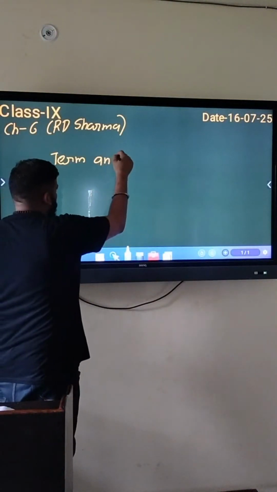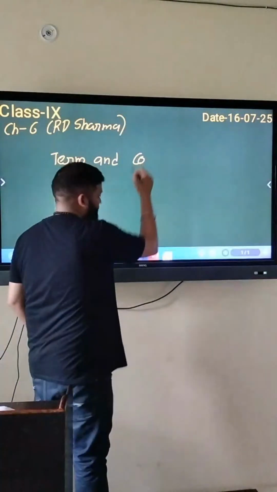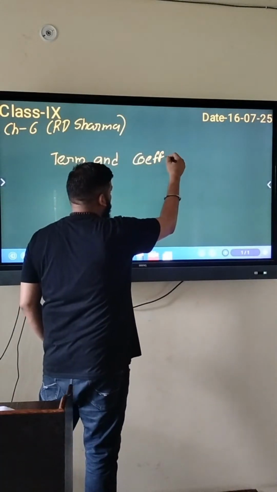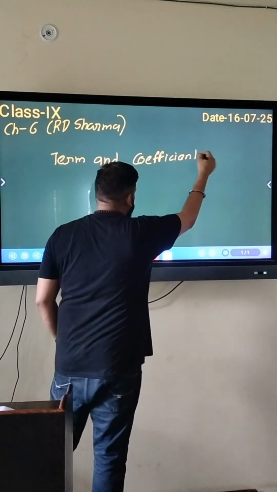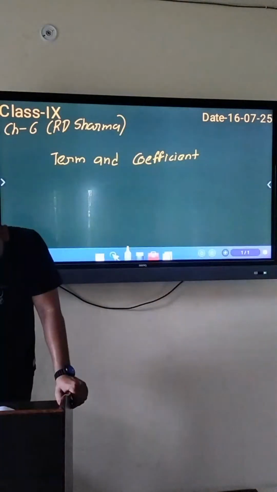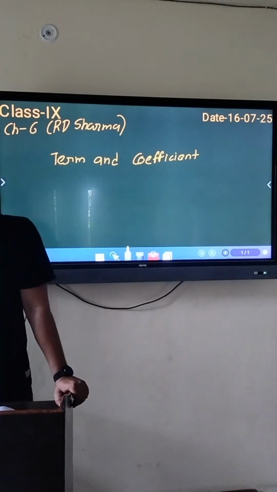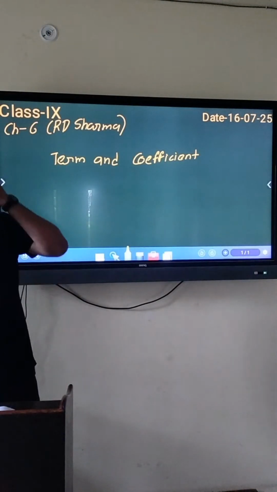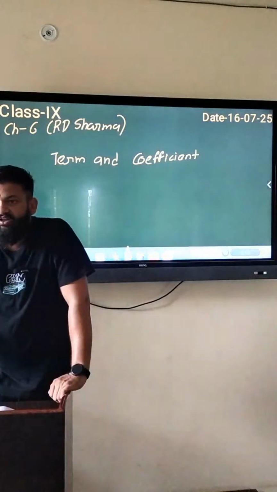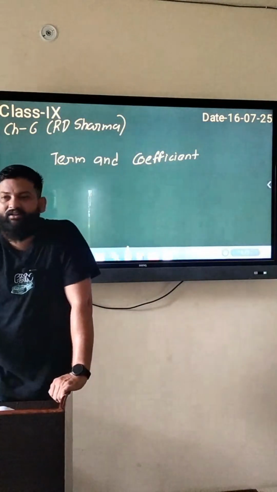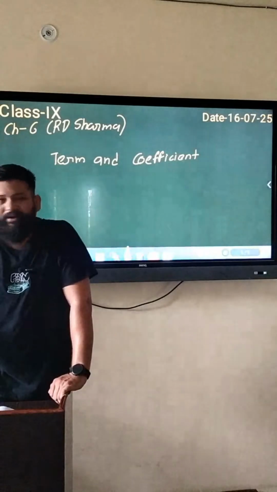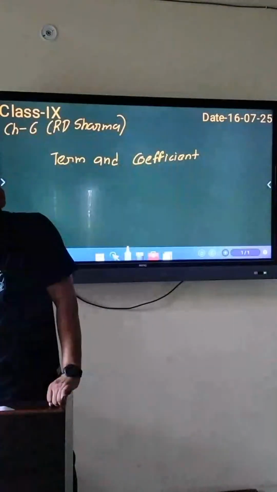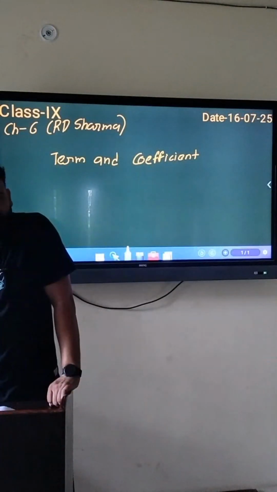Now terms and their coefficient. Terms and coefficient. Is that clear? Yes, sir. Any doubt? Okay. So how can we decide the term? How many terms are there? How many terms are in a polynomial? How many terms are in an algebraic expression? Can you find out? Is there any problem?